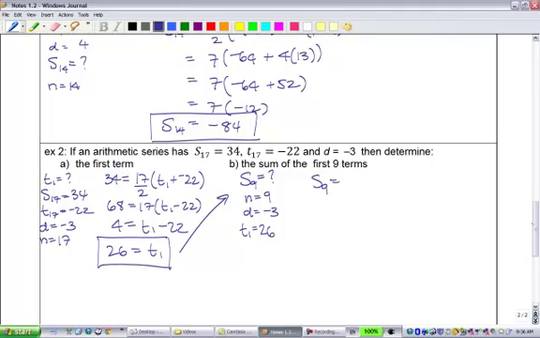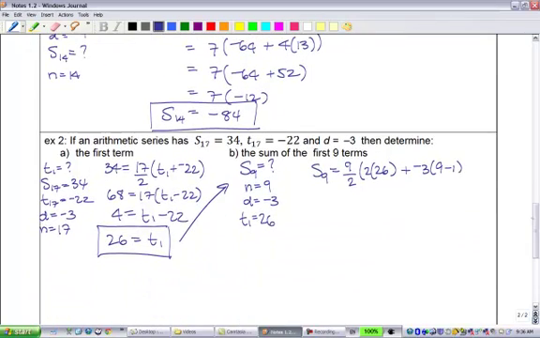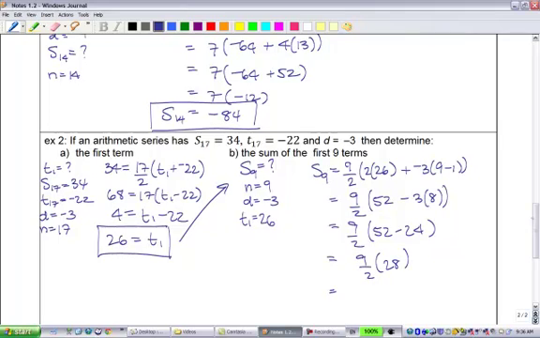Sum of the first 9 terms, we don't have the 9th term, so we're going to have to use the second formula. N over 2, 2 times term 1, plus d times n minus 1. So let's go negative 3, 9 minus 1. And over 2 times 28. Let's try that out. 28 times 9 divided by 2, and we get 126 for sum 9. So pretty straightforward application of the formulas.